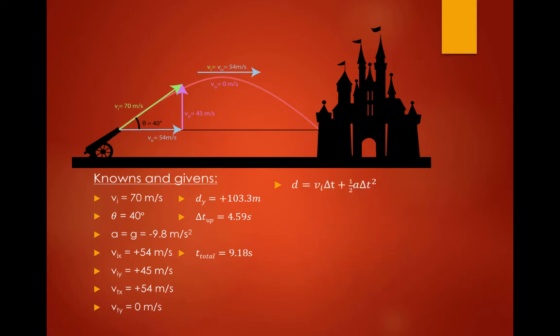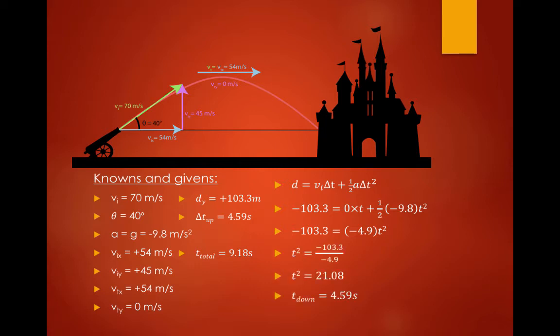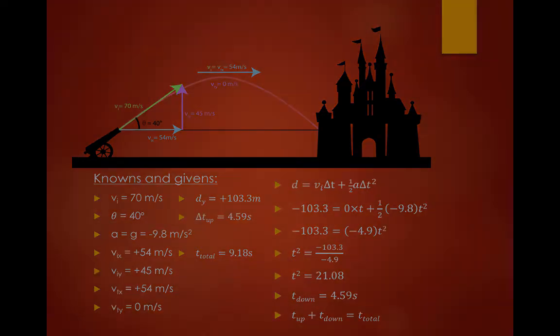D equals Vi t plus 1/2 at squared. Plug in our values. Note how V initial is the velocity at the top, which is 0 meters per second. This leaves us with negative 103.3 equals negative 4.9 times t squared. T squared equals 21.08. Time down is 4.59 seconds, which is the same amount of time it took for the cannonball to arrive at the peak. So total time up plus total time down will make 9.18 seconds.